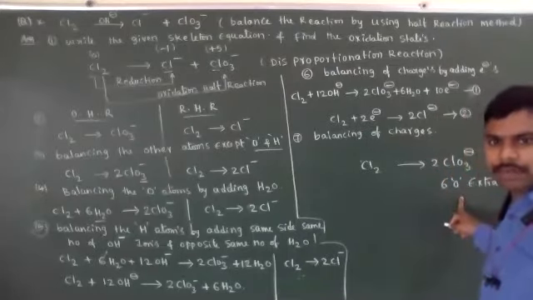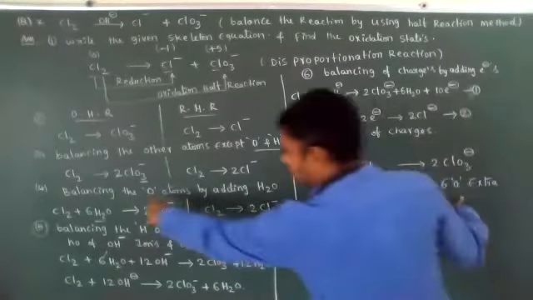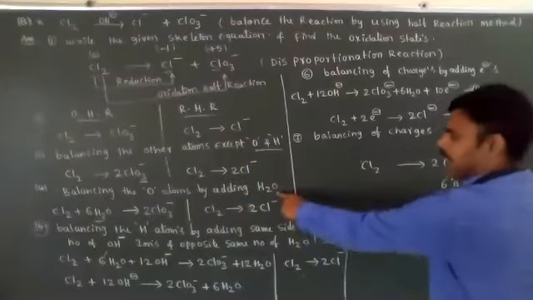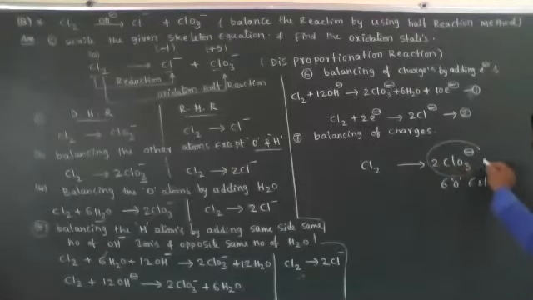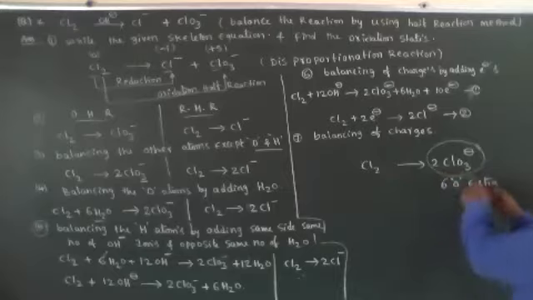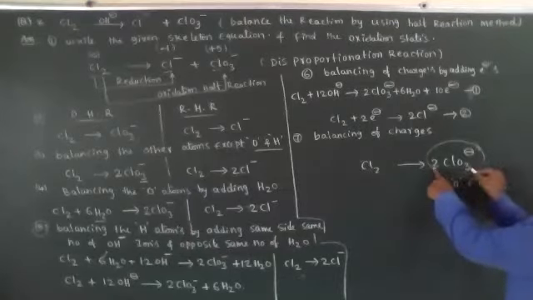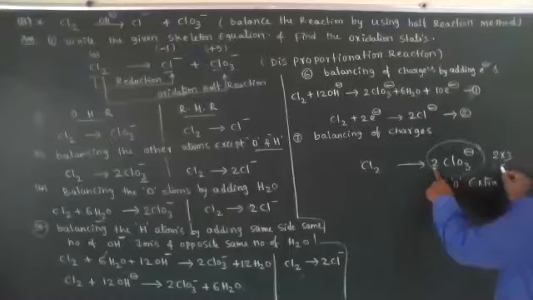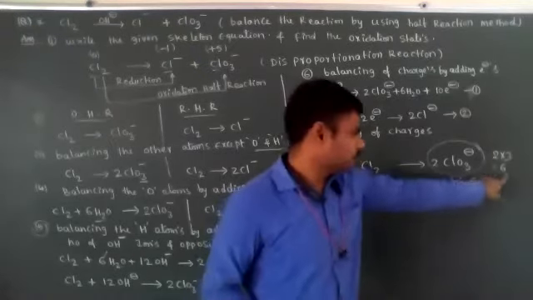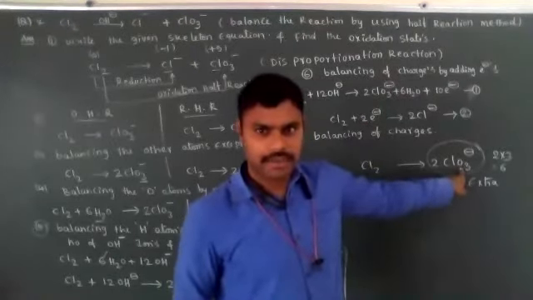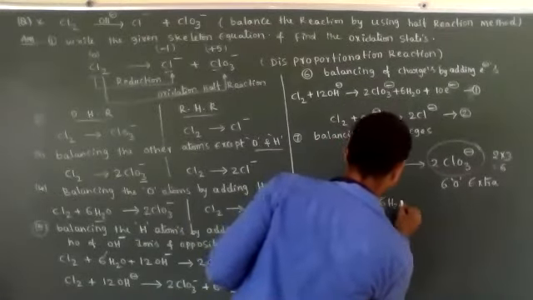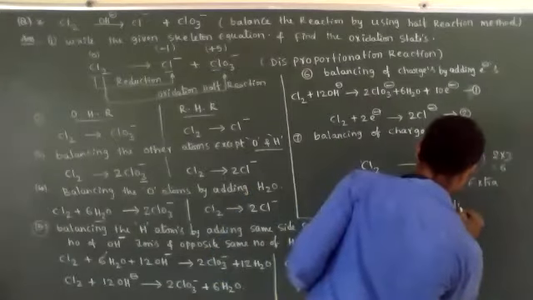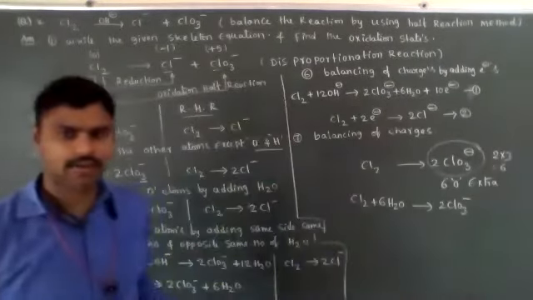Yes, Sanjeev, I am explaining the fourth step once again. I want to balance oxygen atoms by adding water molecules on the deficient side. See, 2ClO3 minus: how many oxygen atoms? 2 into 3 is equal to 6 oxygen atoms extra on the right side. That's why for balancing 6 oxygen atoms, what did I do? Cl2 plus 6H2O gives 2ClO3 minus. Now it is clear.